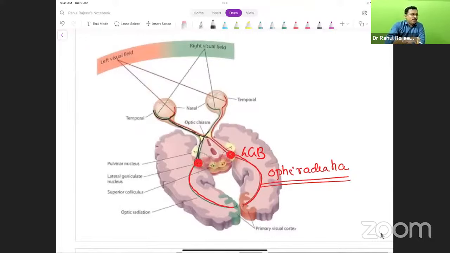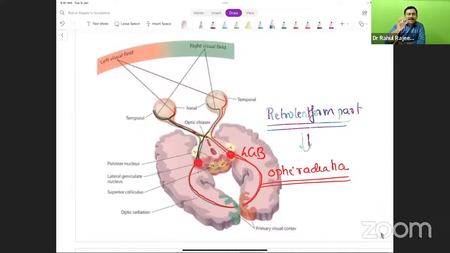You tell me. I'm just waiting to see how many of you are awake. Which part of the internal capsule does optic radiation go through? Is it anterior limb, genu, posterior limb, retrolentiform part, or the sublentiform part? You tell me. Well, yes, as you rightly said, it is the retrolentiform part. Retrolentiform part will have optic radiations.